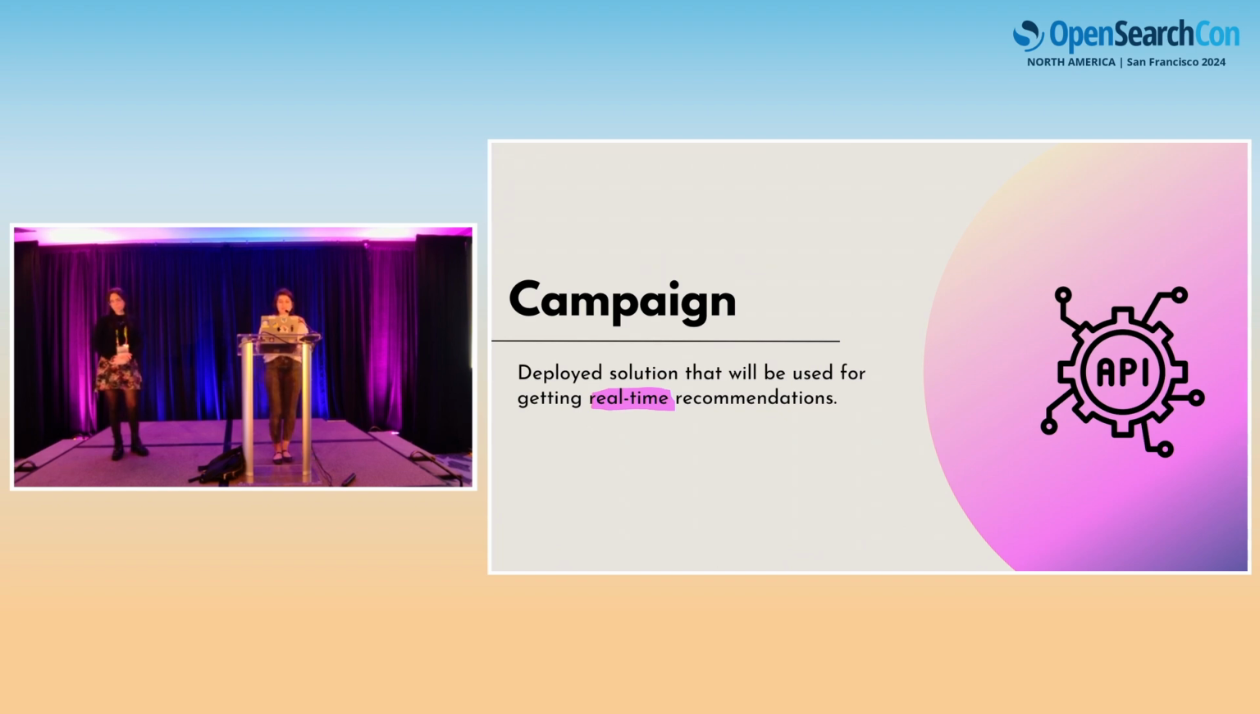Perfect. That's what we actually need for setting up AWS Personalize. At the end, we will have an endpoint for getting real-time recommendations. And this endpoint can be integrated with different applications and services to get recommendations. In our case, OpenSearch will use this endpoint to rank results.